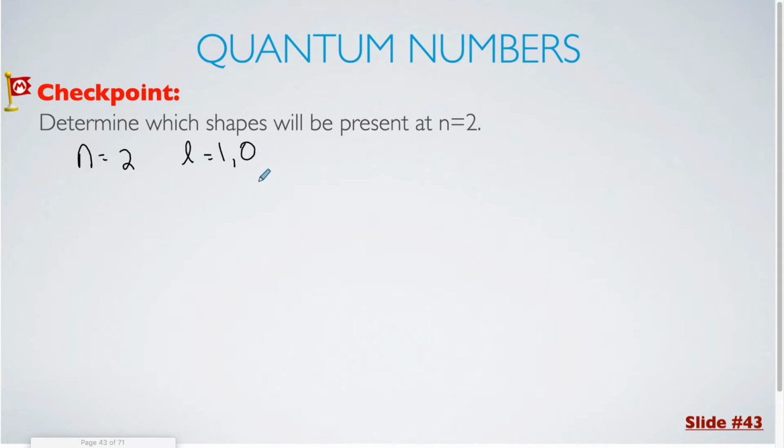The 0 corresponds with the s orbital, the 1 corresponds with the p. So I could have an s and a p orbital when I am at the second energy level. For the shapes, an s orbital is a sphere, and the p orbital is the dumbbell shape. It looks kind of like a figure 8.